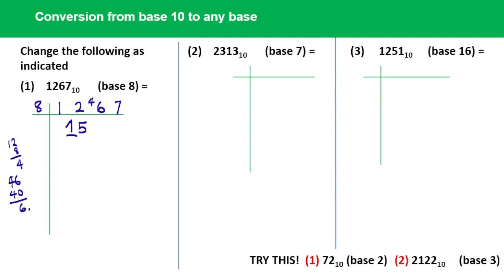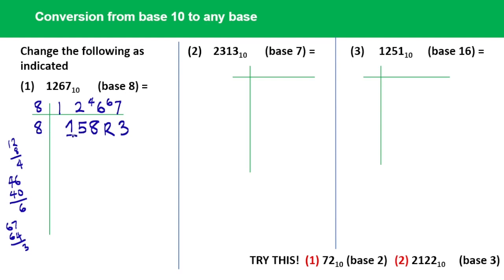We place this remainder of 6 in front of 7, making it 67. 8 in 67 will give us 8. 8 times 8 is 64. 67 minus 64 will leave us with a final remainder of 3. We repeat the process again by using 8 to divide 158.